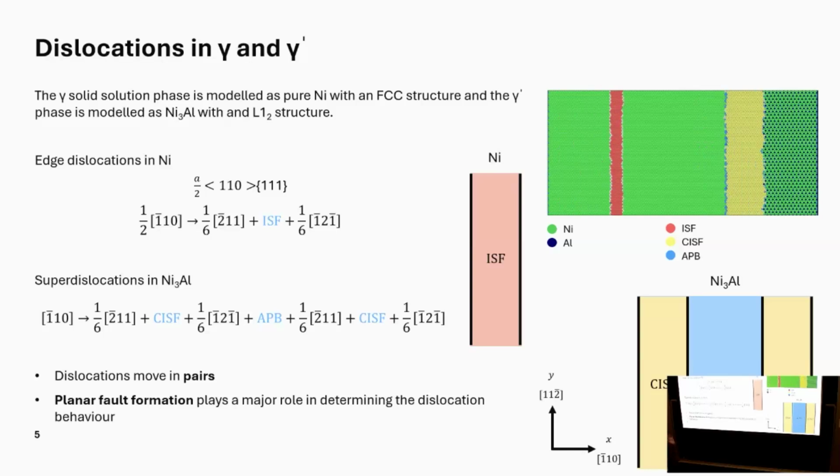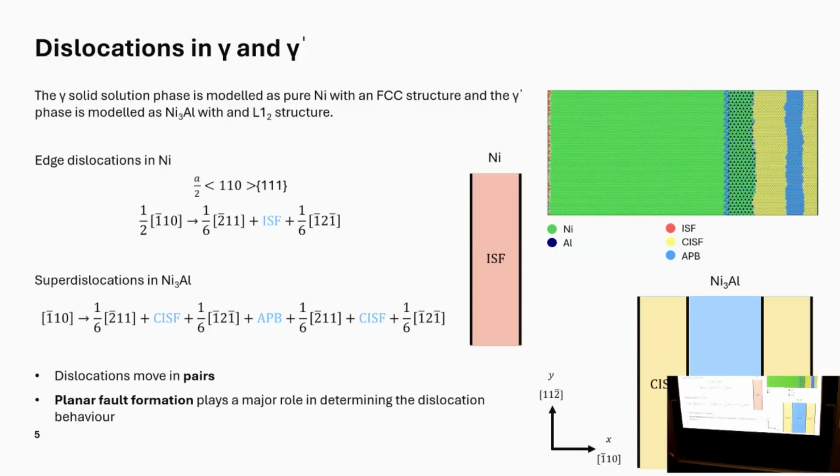And so the main point here is that if we're considering this two-phase system, these dislocations will tend to move in pairs. And then also we get these planar fault formations, which really affect the dislocation.